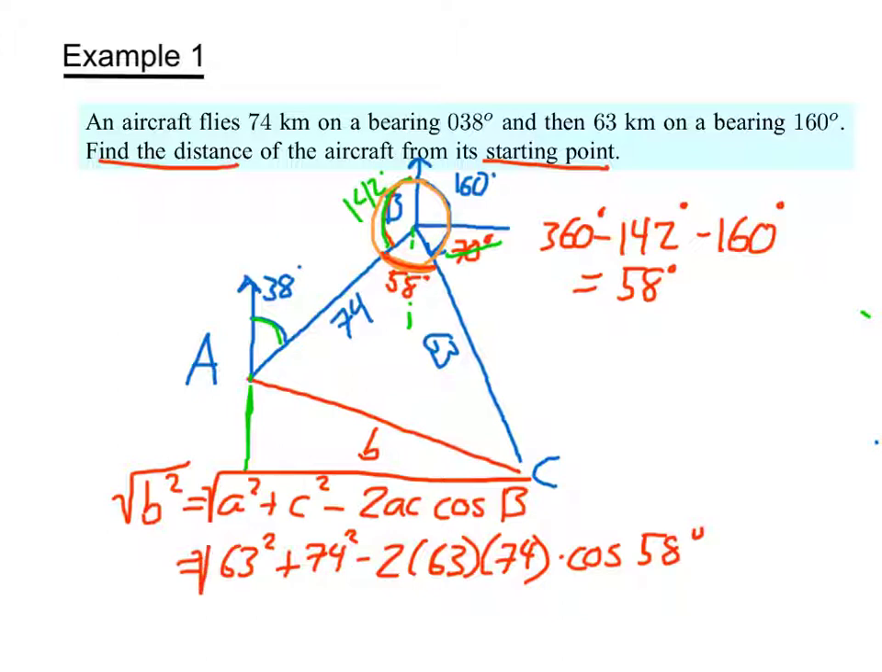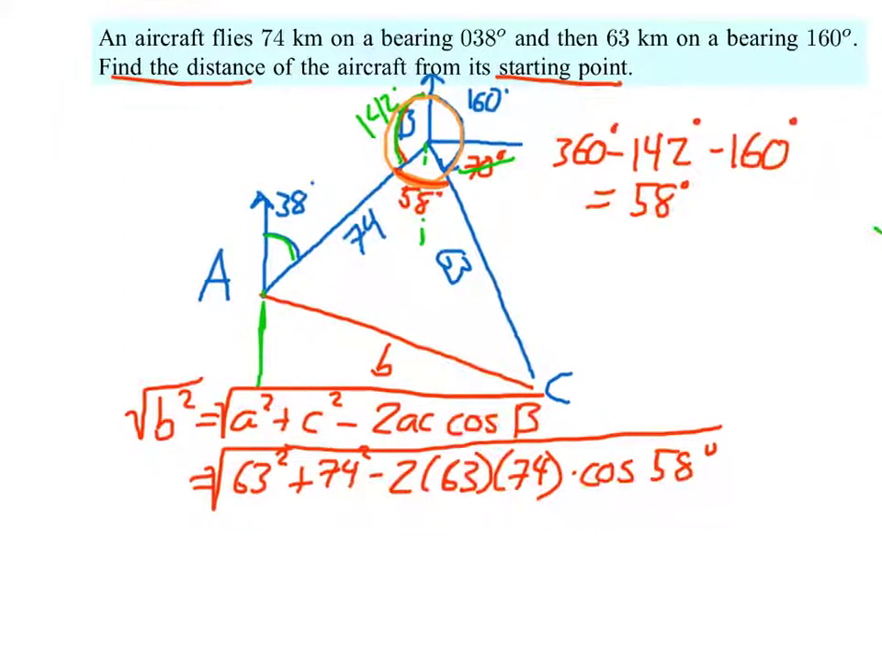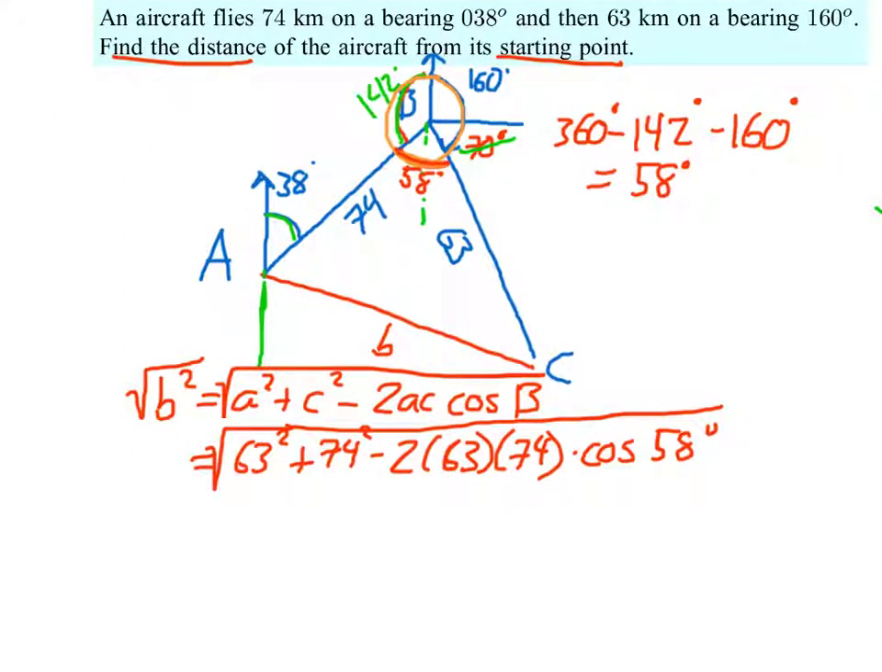So if I take the square root of all of this, I find that b is approximately 67.1 kilometers.